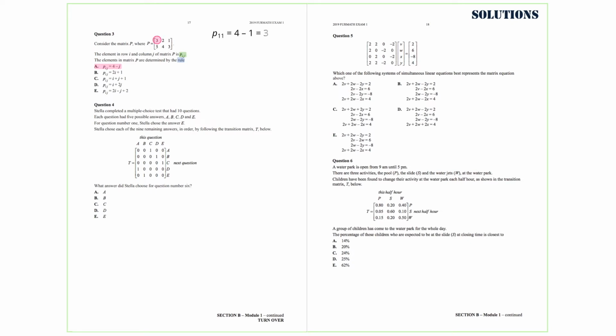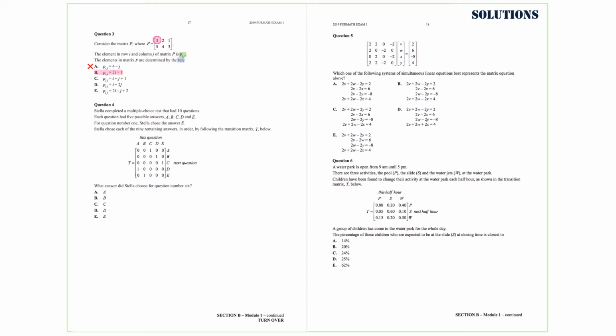The first element, P11, equals 4 minus 1 equals 3. Correct. P12 equals 4 minus 2 equals 2. That's correct. P13 equals 4 minus 3 equals 1. Correct as well. Element P21 equals 4 minus 2 equals 2. This is incorrect, so we can cross out option A.